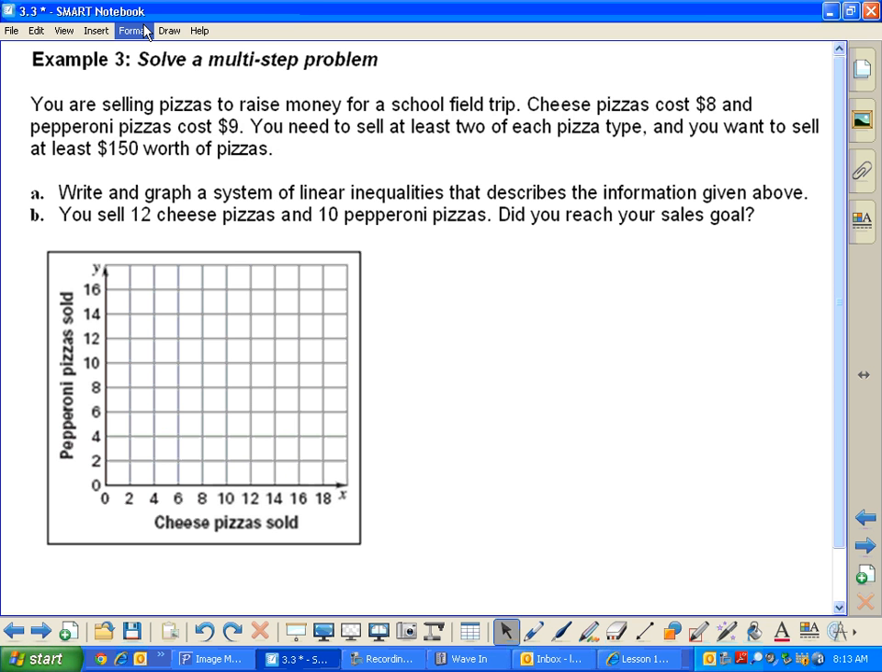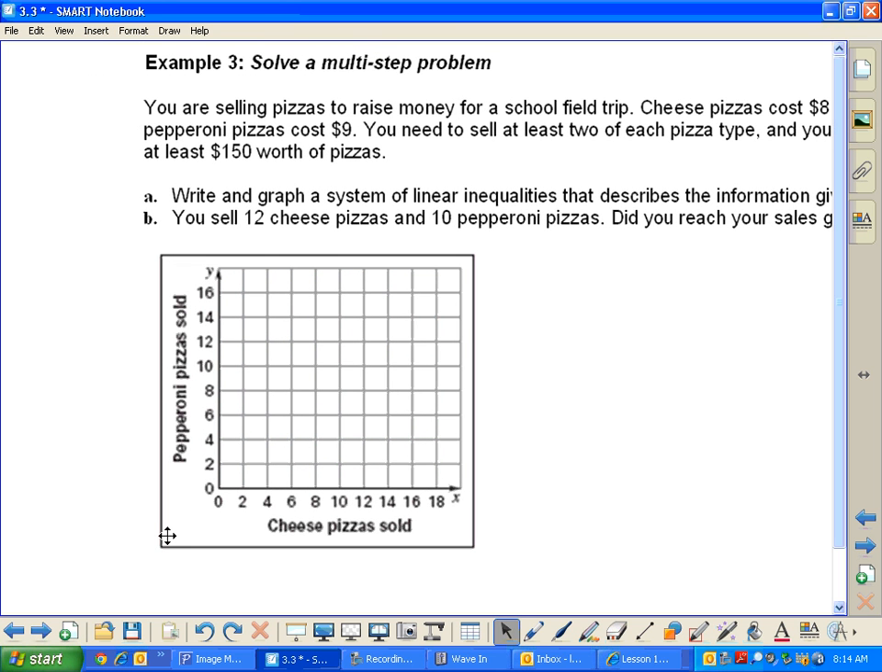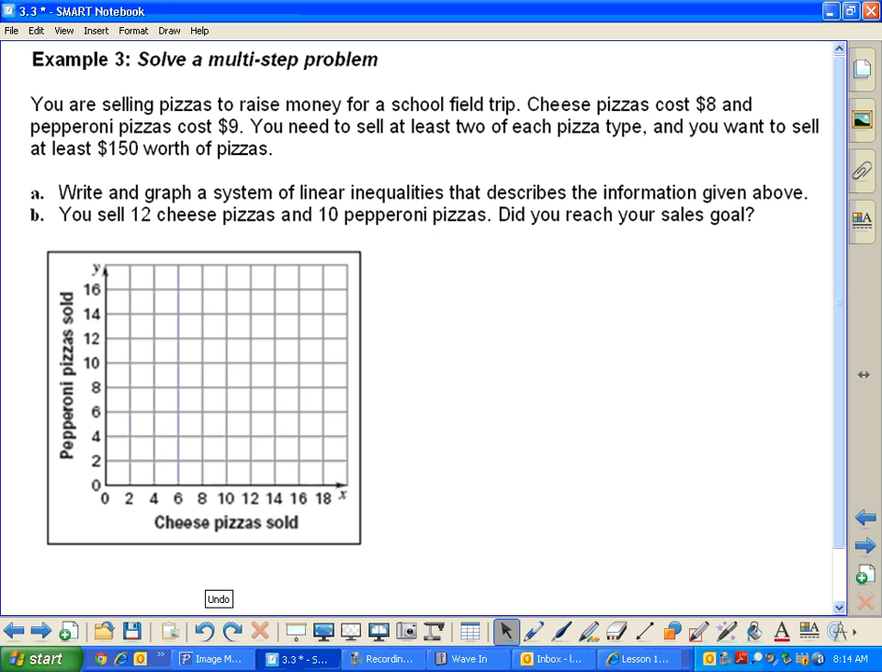And you can kind of see that they've already defined for us what our X and Y values are, right? It's going to be the number of cheese pizzas and the number of pepperoni pizzas. And we can see that on the X and Y axis. Cheese pizzas is X, pepperoni pizzas is Y. And you need to sell at least 2 of each pizza type. And you want to sell at least $150 worth of pizzas. I need to write and graph a system of linear inequalities that describes the information given above. Can anybody give me one inequality?